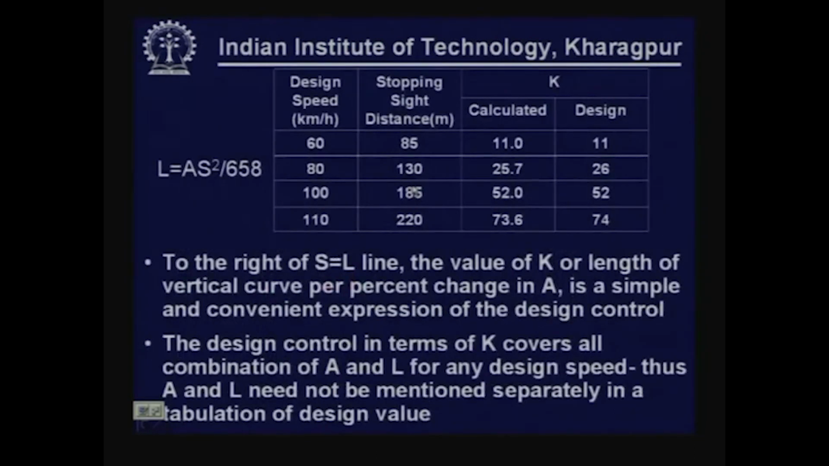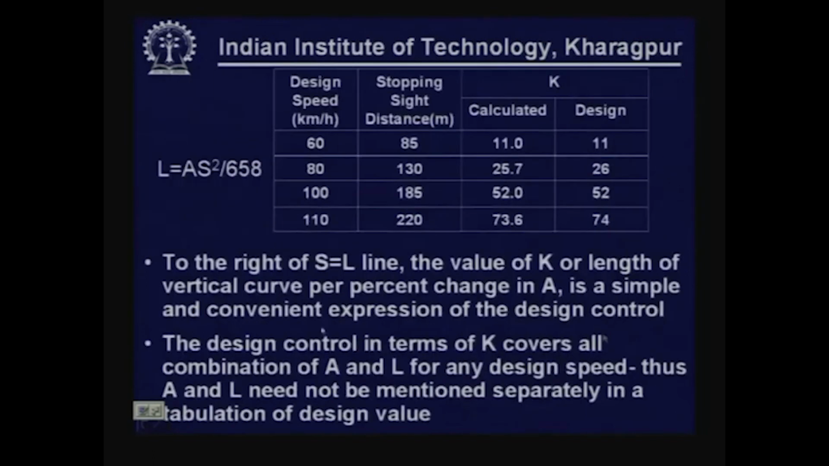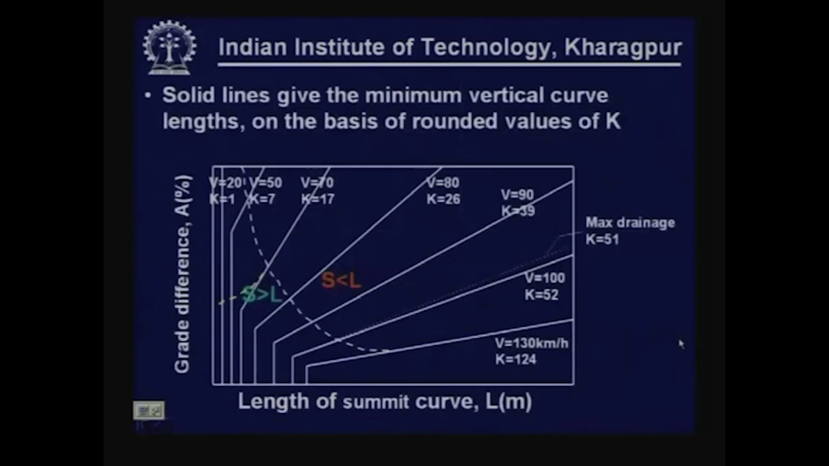Now, to the right of the S equal to L line, you know there are two different formulas to calculate the length of the curve: one when L is greater than S and another when L is less than S. So, this dotted line indicates when S equal to L. Right side it is S less than L, left side it is S greater than L. Now, what it is saying is that to the right side of the S equal to L line, the value of k, or the length of vertical curve per percentage change in A, is a simple and convenient expression of the design control.